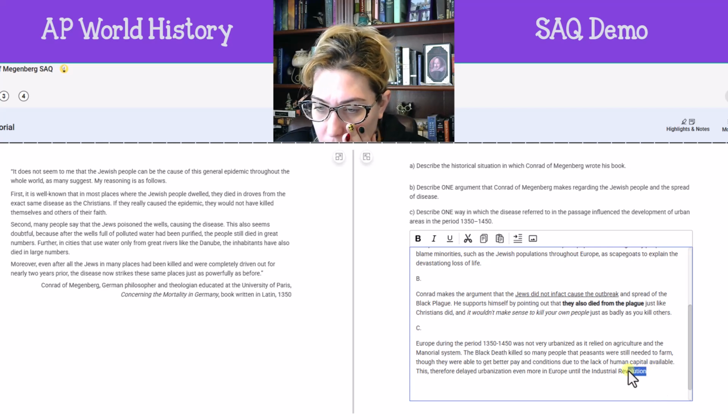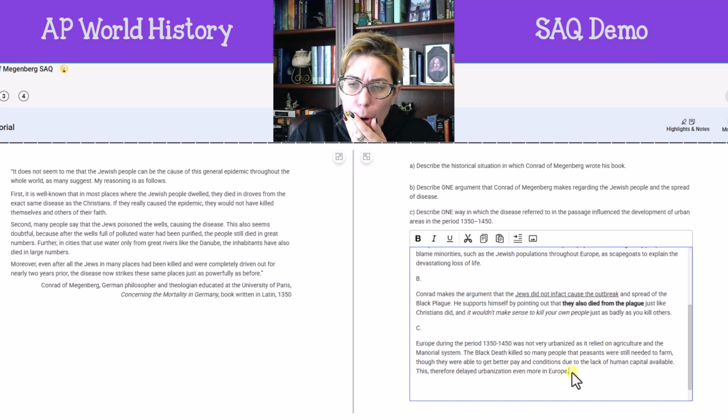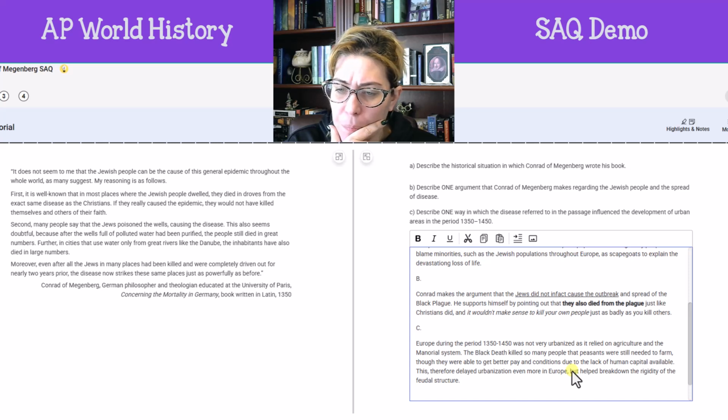Well, no, I don't want to make an argument that gets too complicated. In Europe. But it broke down feudalism. It killed so many people that peasants were still needed to farm, though they were able to get better paying conditions due to the lack of human capital available. This therefore delayed urbanization even more in Europe, but helped break down the rigidity of the feudal structure. Does that make sense?